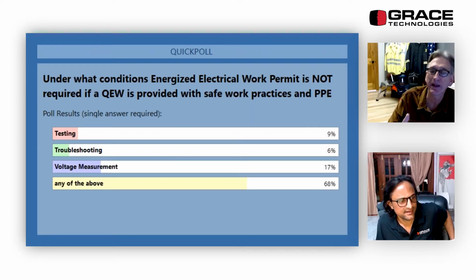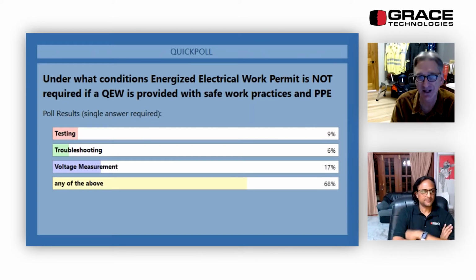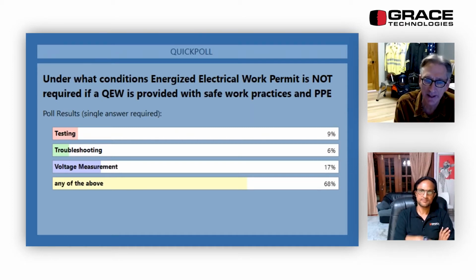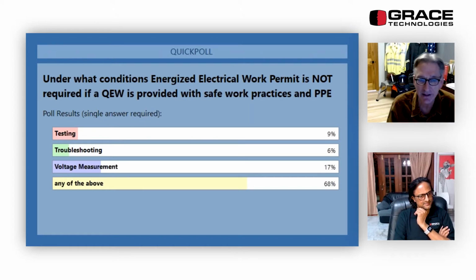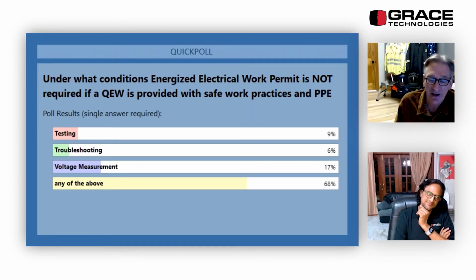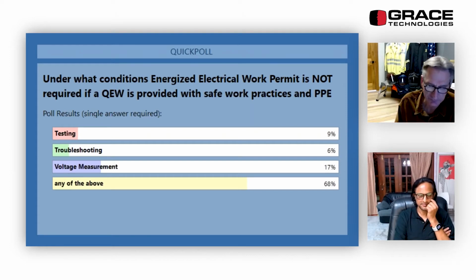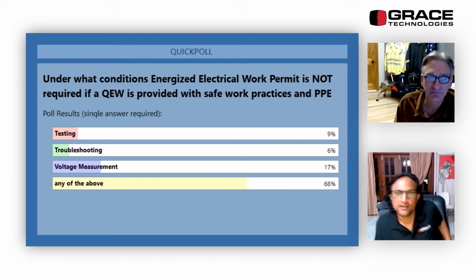So, all right, if you were taking a test like this, and you're saying, okay, wait a minute, I know that testing and troubleshooting are correct, but I'm not sure voltage measurement is. Well, if you know the testing and troubleshooting are correct, there's not one that just says those two only, so it would have to be any of the above. So if you know that 2 out of 3 of those are correct, then you need to answer any of the above, which is the correct answer. 130.2 C1.